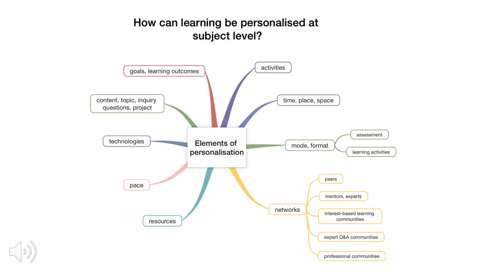How can we personalize learning? There are many elements of personalization that you can control. For example, you can personalize based on goals or learning outcomes of your teaching. You can personalize based on activities, time, place, space, and the modes or formats of assessment or learning activities. You can personalize based on the networks, whether they involve peers, mentors, experts, interest-based learning communities, expert Q&A communities, or professional communities. You can also personalize based on the types of resources, the pace of learning, the technologies, and the content, topic, inquiry, questions, and projects. So there are so many elements of personalization.